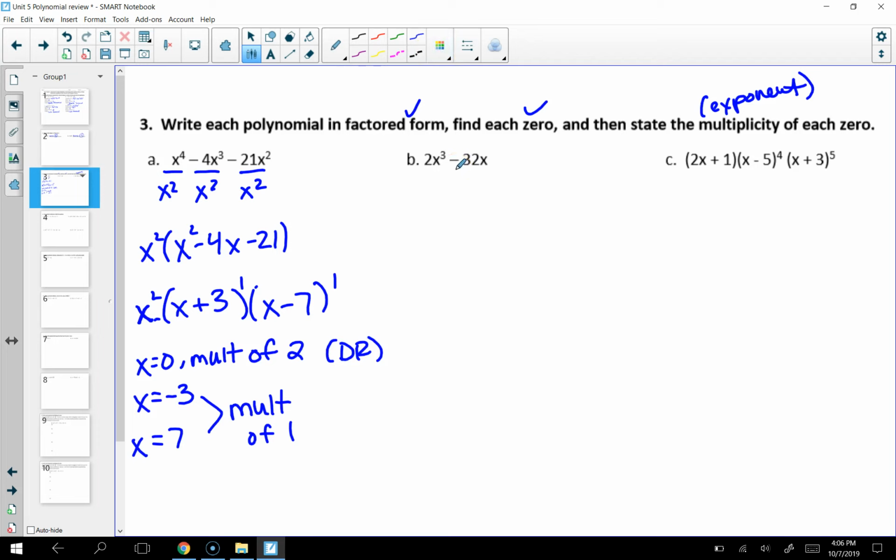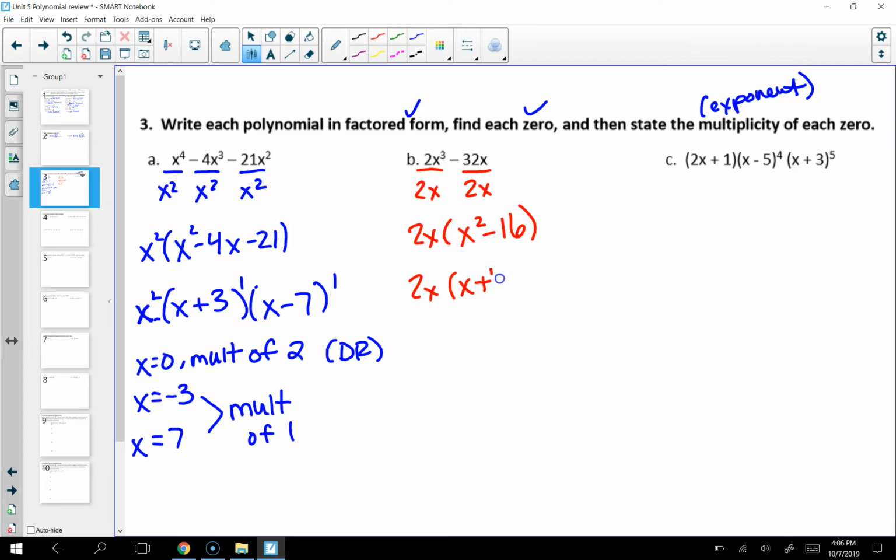2x cubed minus 32x. Looks like we can factor out a 2 and an x from each of these. So when 2x comes out, we're left with x squared minus 16. This is one of those special cases. It's a difference of squares, which means I can do the square root of each, which is x and 4.